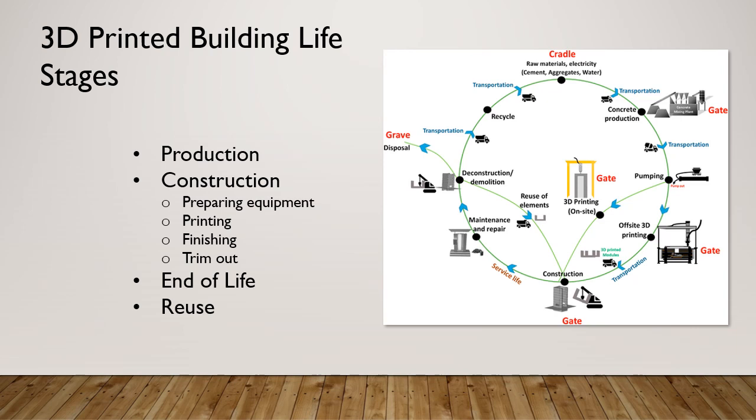With 3D buildings, the deconstruction process should become the production process for the next building. The raw materials used in printing should be reincorporated into the next building's life stages, continuing the usefulness of the initial raw material production.